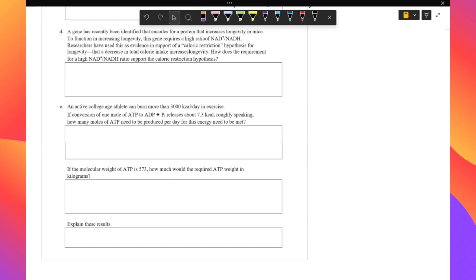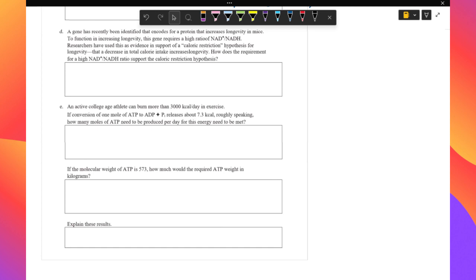So D, a gene has recently been identified that encodes for a protein that increases longevity in mice. So it's increasing their lifespan. To function in increasing longevity, this gene requires a high ratio of NAD+ to NADH. Researchers have used this as evidence in support of a caloric restriction hypothesis for longevity, that a decrease in total calorie intake increases longevity. How does the requirement for a high NAD+ to NADH ratio support the caloric restriction hypothesis?